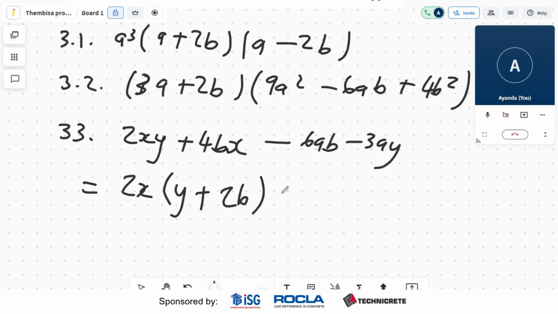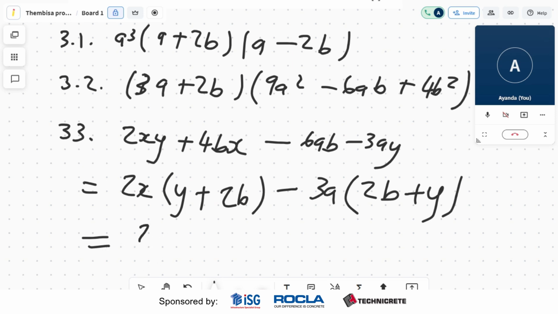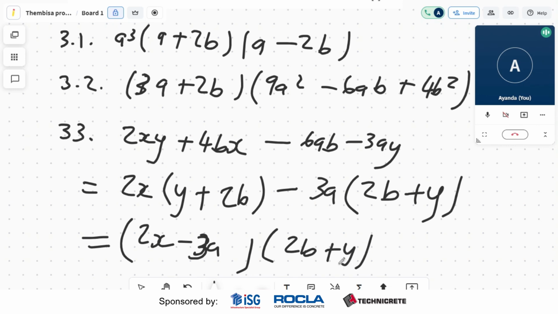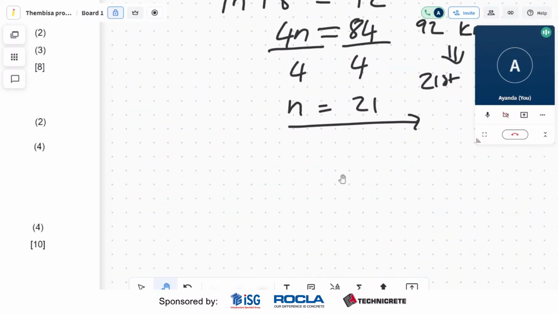Minus the common factor here, which is 3a, times 2b for 6ab, plus y to get 3ay. And then we can simplify this as (2x minus 3a) times (y plus 2b), which is the same as 2b plus y. So this is just one bracket, 2b plus y. And that's it for question 3.